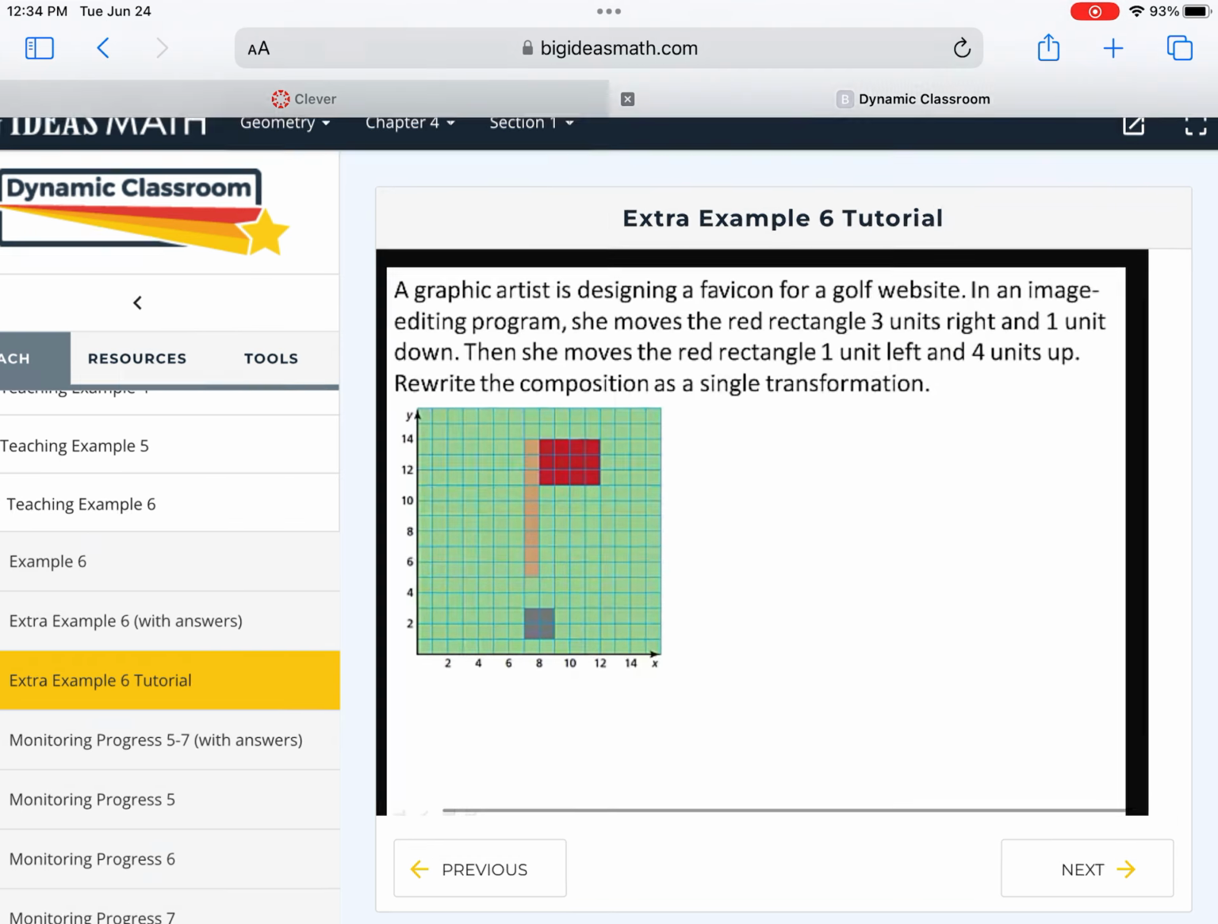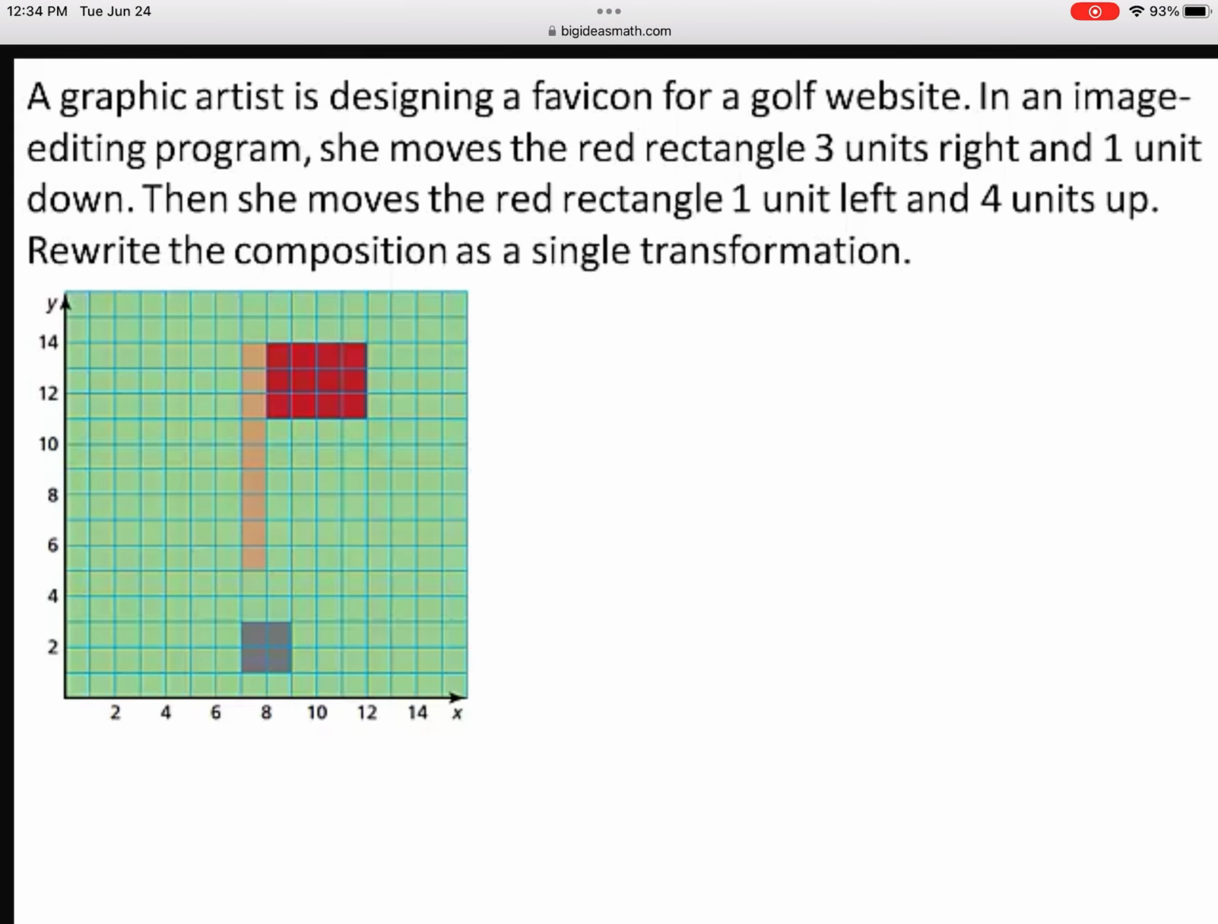A graphic artist is designing a favicon for a golf website. In an image editing program, she moves the red rectangle 3 units right and 1 unit down. Then she moves the red rectangle 1 unit left and 4 units up. Rewrite the composition as a single transformation. Let A(x, y) be an arbitrary point in the red rectangle.